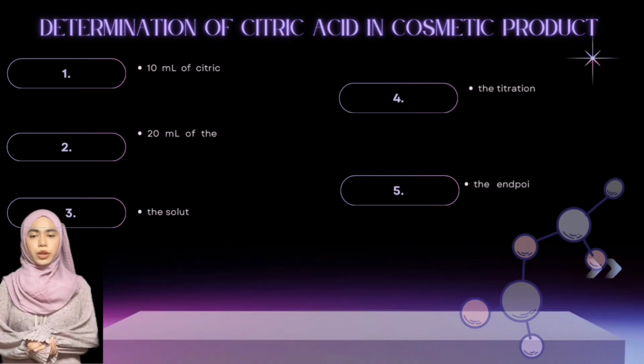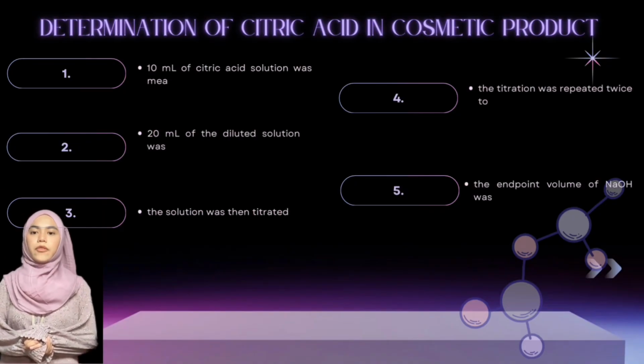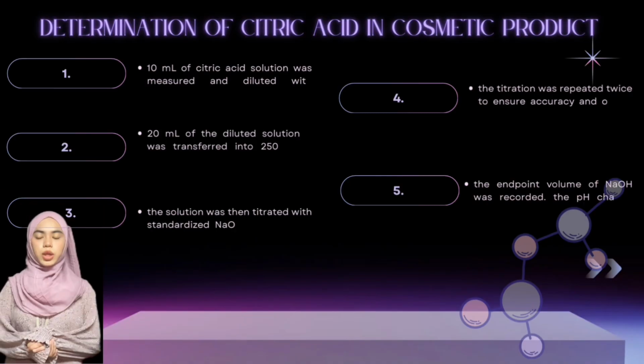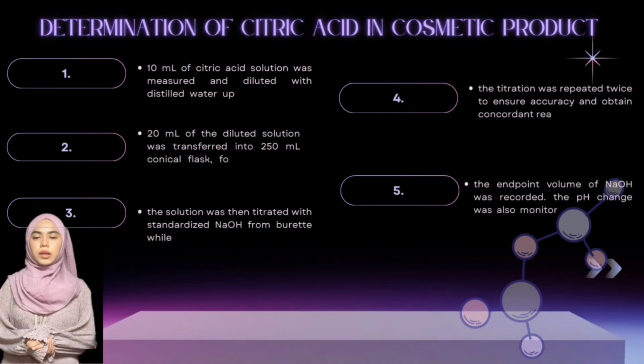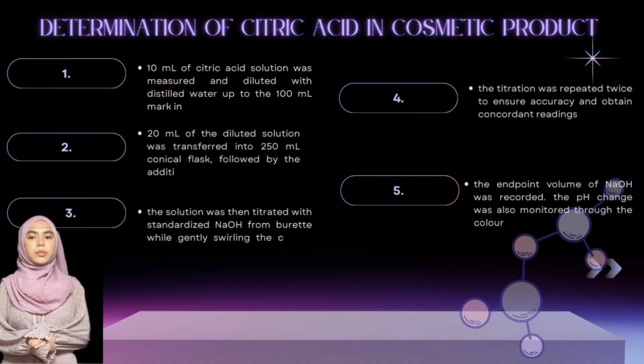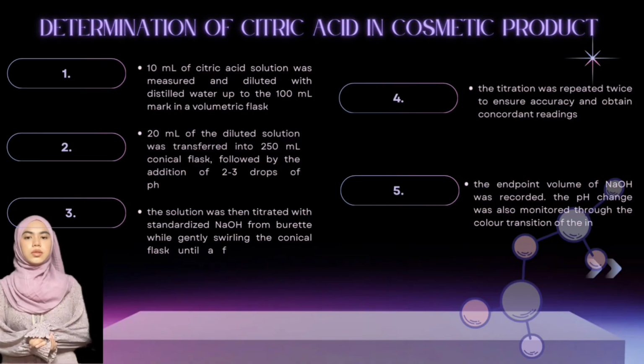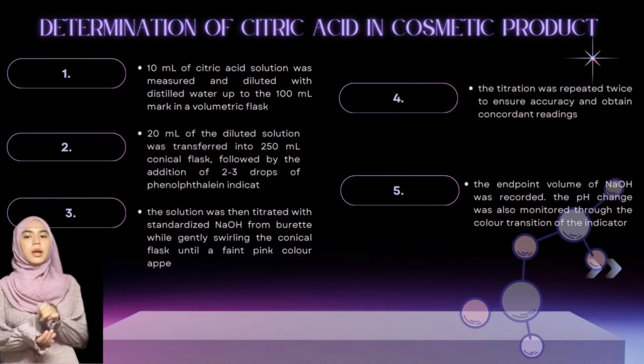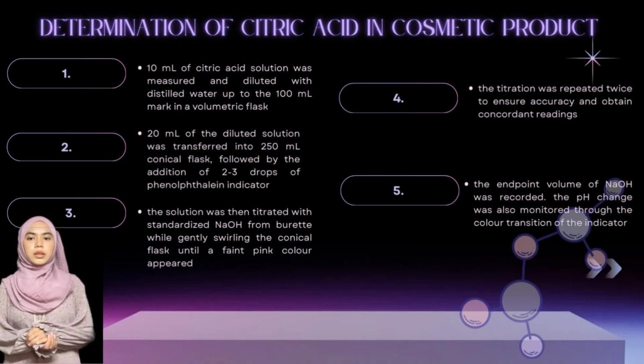Next, determination of citric acid in the cosmetic product. First, 10 ml of citric acid solution was measured and diluted with distilled water up to the 100 ml mark in a volumetric flask. 20 ml of the diluted solution was transferred into a 250 ml conical flask, followed by the addition of 2 to 3 drops of phenolphthalein indicator.